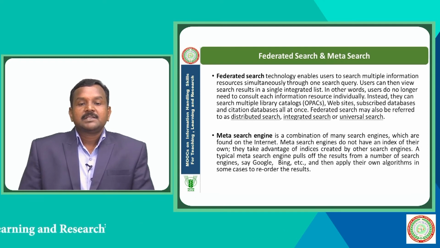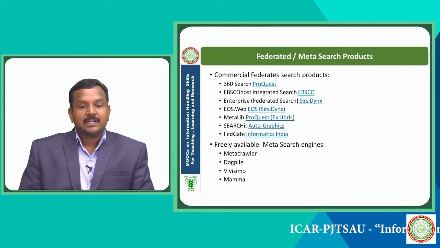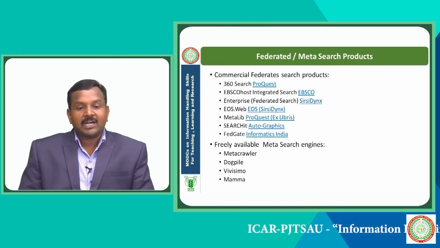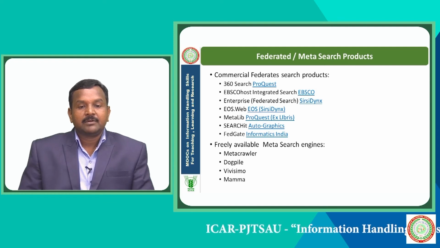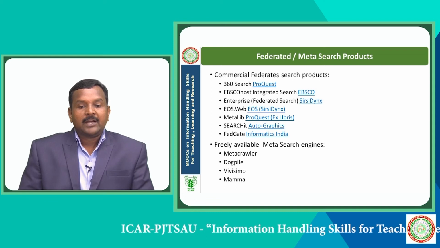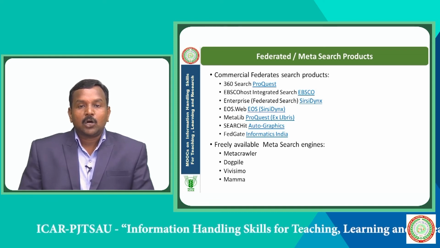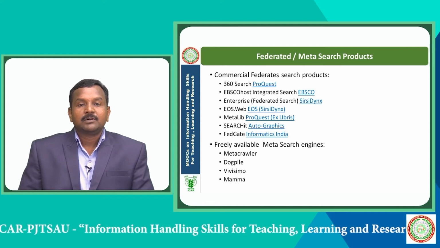These are some of the federated and meta search products. Some of the commercial federated search products are 360 Search, EBSCOhost, Enterprise, EOS.web, MetaLib, Searchit, and FedGate, and freely available meta search engines are Metacrawler, Dogpile, Vivisimo and Mamma.